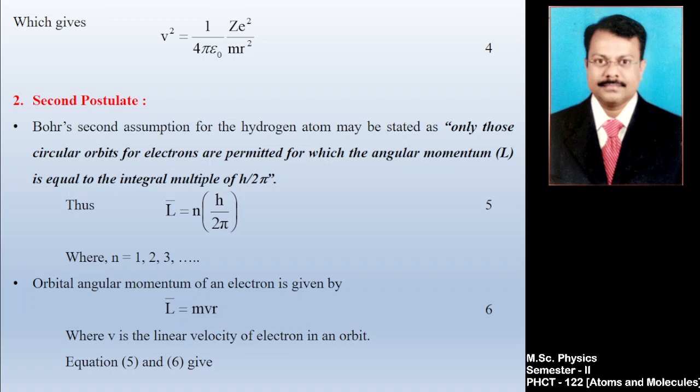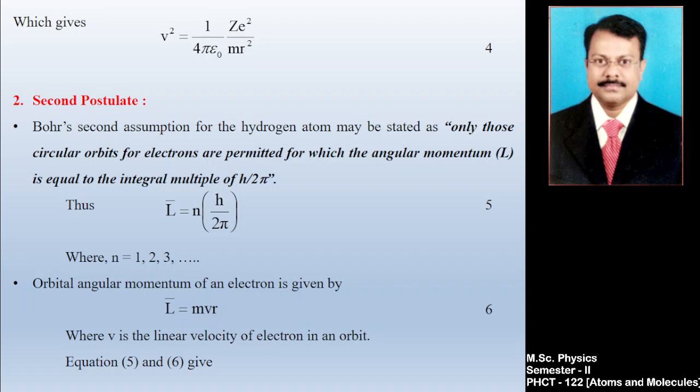Now this gives v square is equal to 1 upon 4 pi epsilon naught Ze square upon m r square. Here m is multiplied in this term, m r square. This is equation number 4.